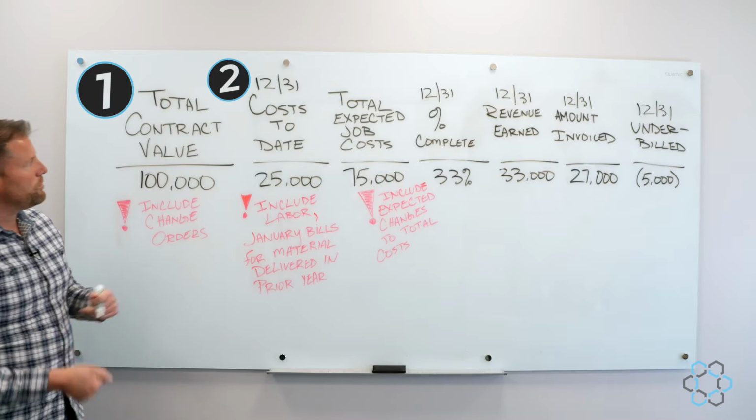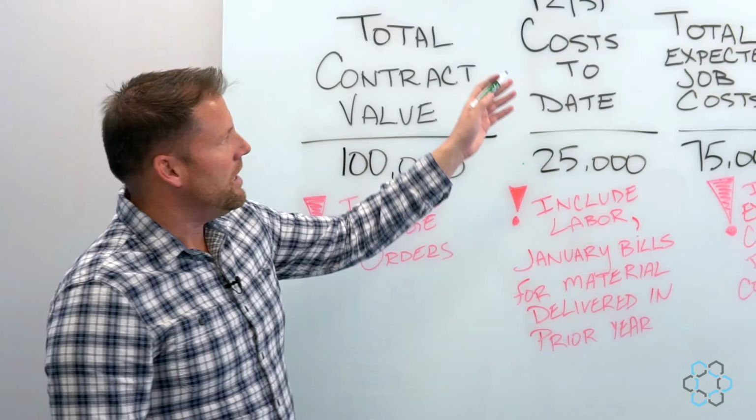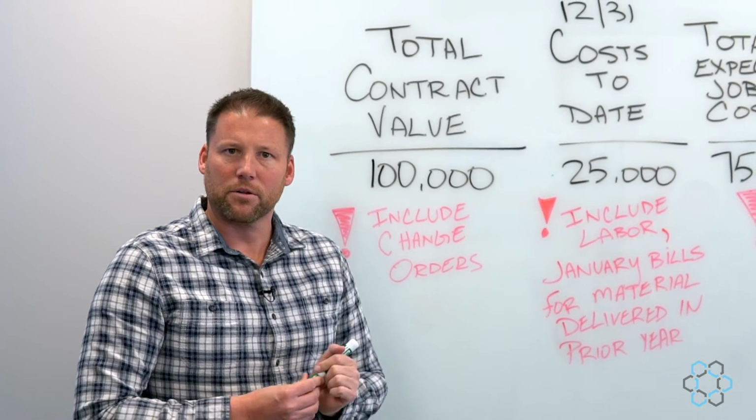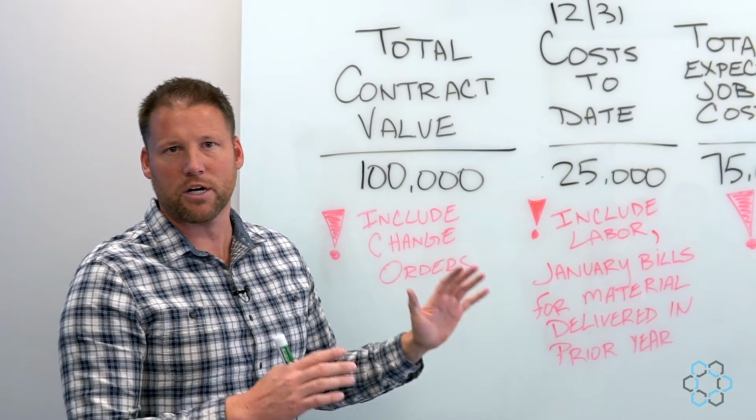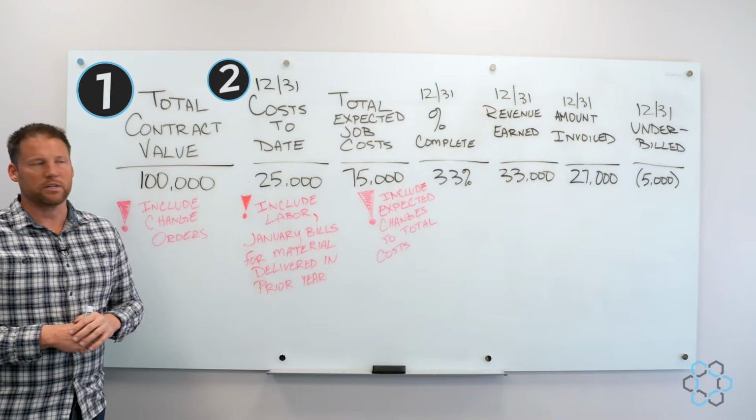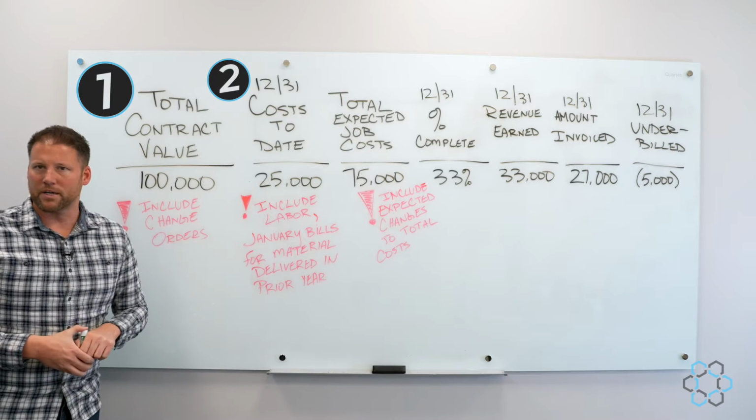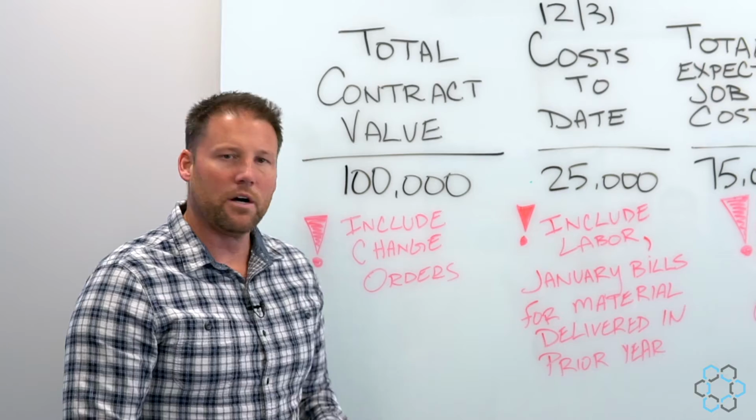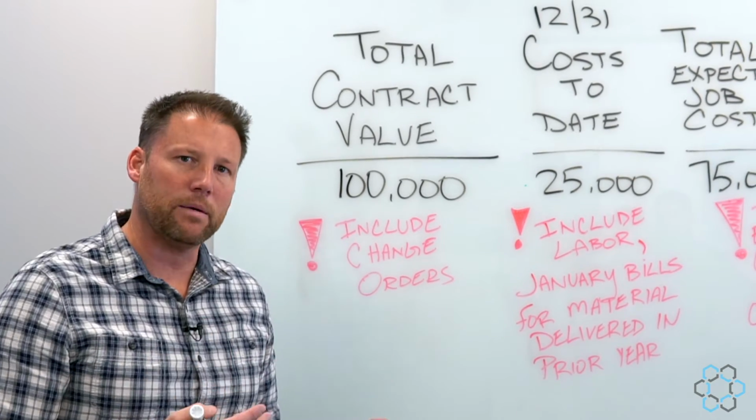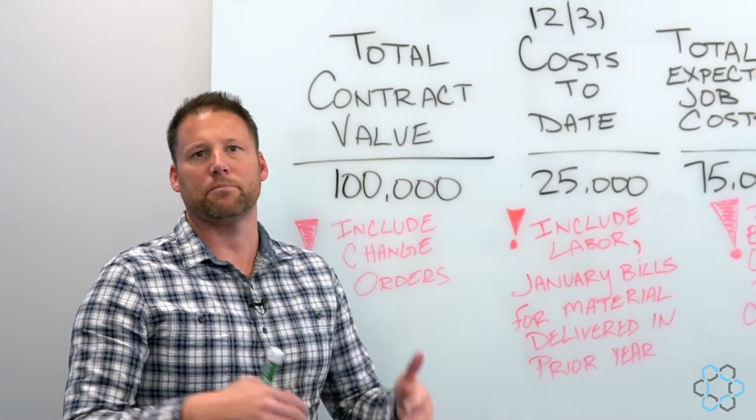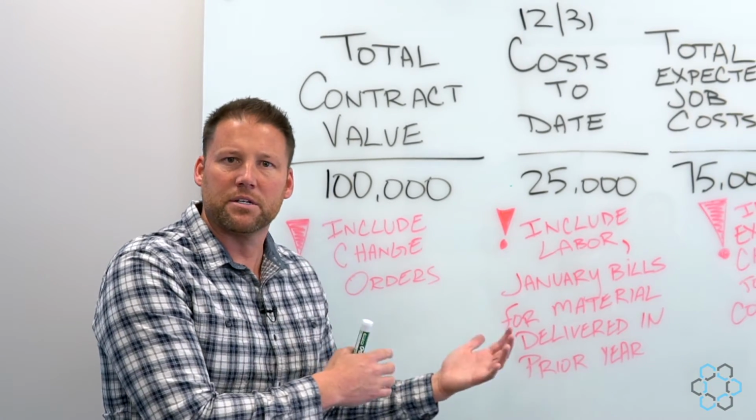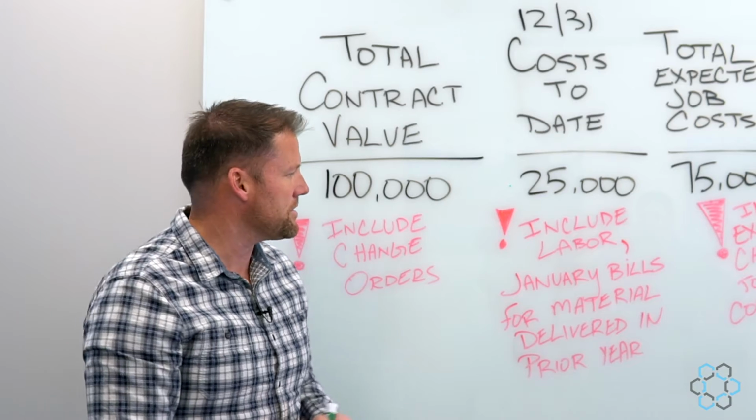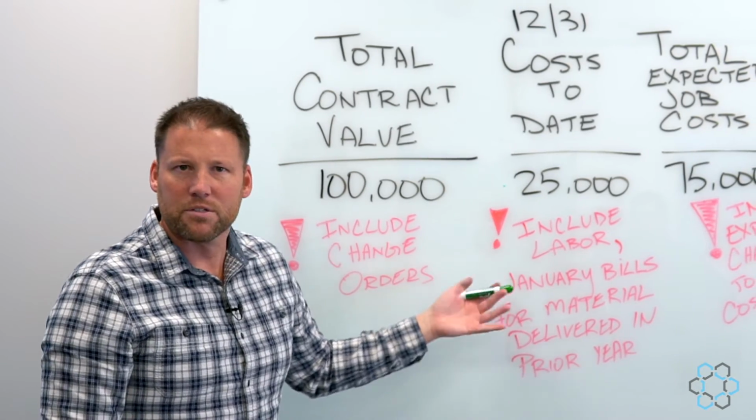The second data point we need from you is cost to date. I've put the date at the top of this as December 31st to try to indicate that we're looking for all the costs that have been allocated to that job up to December 31st. In my example, I'm using $25,000, and my biggest words of caution here is to make sure that you're including all the labor as well as material bills that probably are coming in January but are for the project billings in December that are for the material that you took in December. I find that a lot of times those things end up missing.